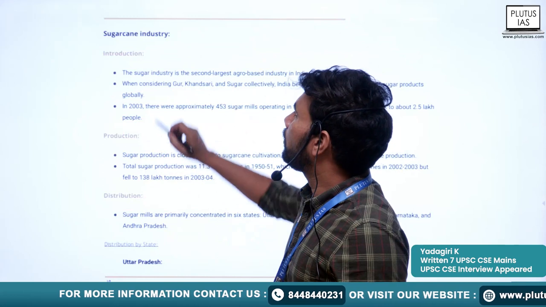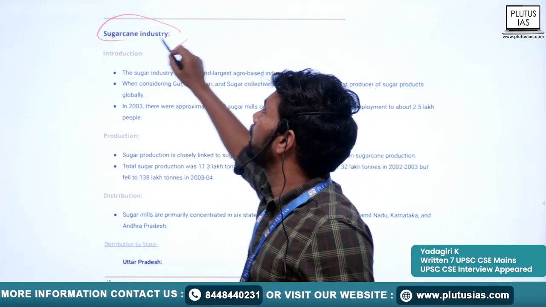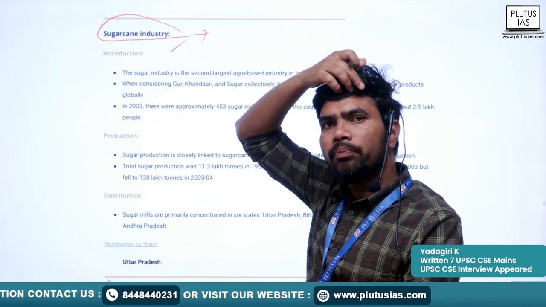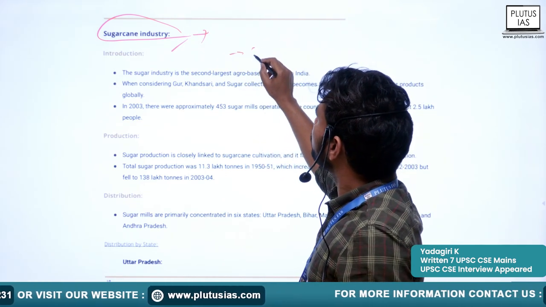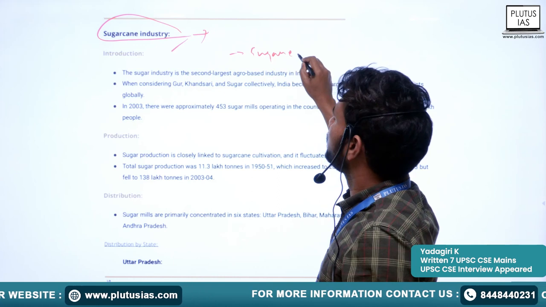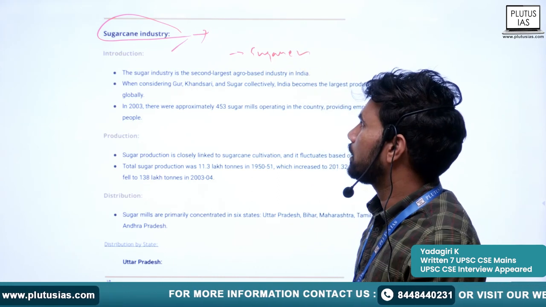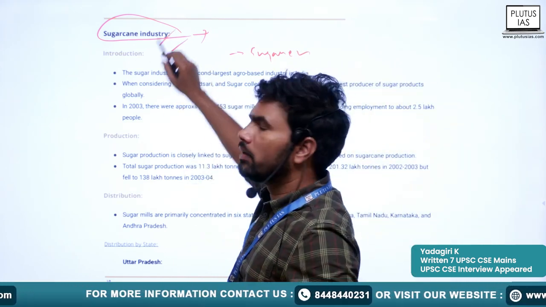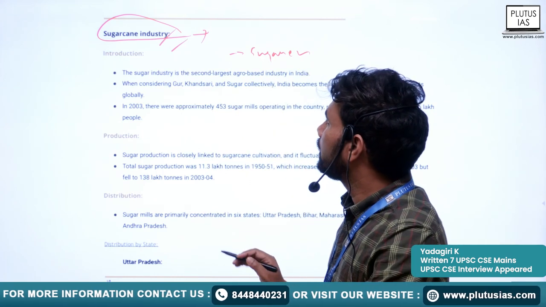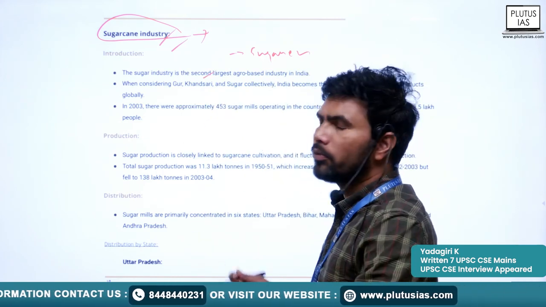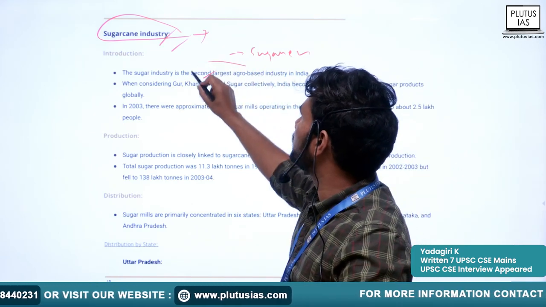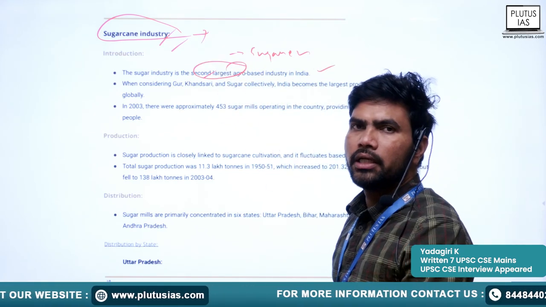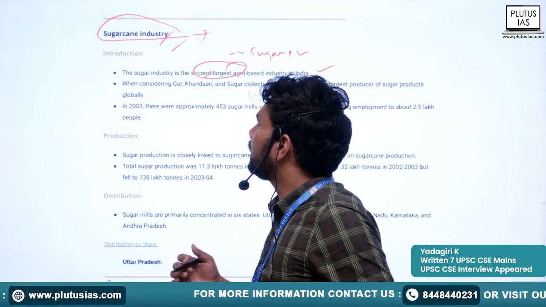Right. Next important industry is sugarcane industry. So it is also an agro-based industry only. The raw material, sugarcane, is coming from the agriculture sector only. Right. Sugar industry is one of the other important industries. Right. So if we see some brief introduction of the sugar industry, it is the second largest agro-based industry in India after the textile industry.